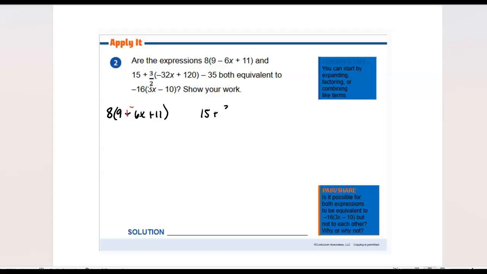15 plus 3 over 2 minus 32x plus 120 minus 35. Lots going on here. But remember, you're just going to go ahead and distribute this to those two terms. And then lastly, negative 16, 3x minus 10, plus a negative. So again, trying to see if all three of these are equivalent. Go ahead, once you are done, show your math teacher.